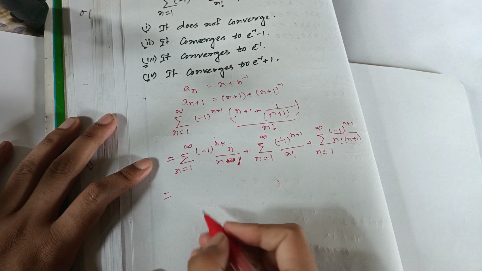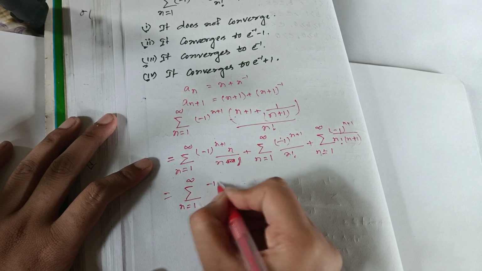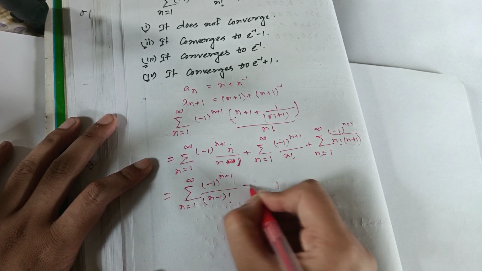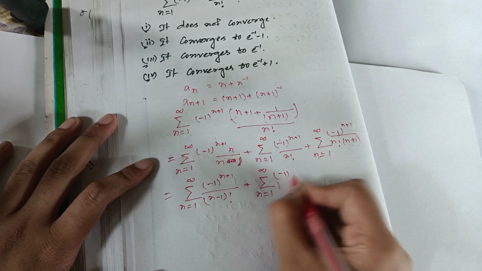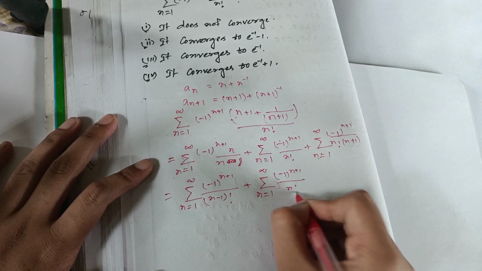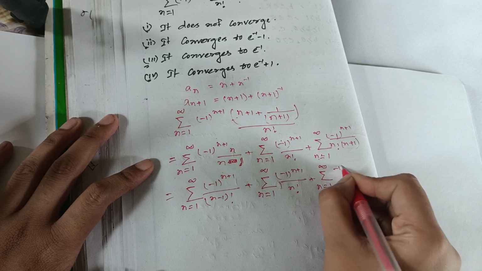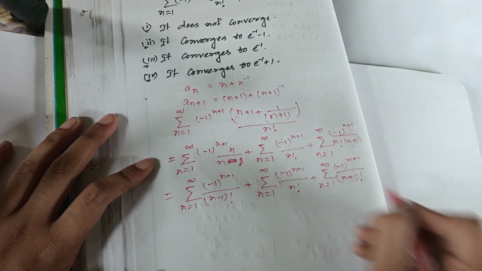Okay, so this problem we can write as the summation of n equals 1 to infinity of (-1)^n plus 1 by (n minus 1) factorial. This problem we can find the summation of n equals 1 to infinity of (-1)^(n+1) by n factorial, and this problem we can write as the summation of n equals 1 to infinity of (-1)^(n+1) by (n+1) factorial. Is it clear to everyone?